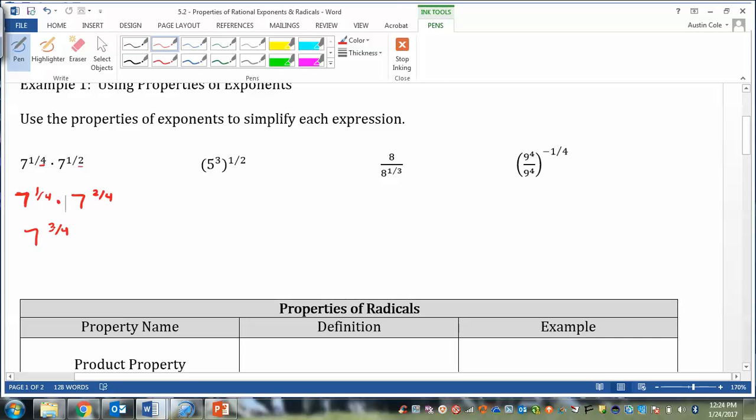Now, could I call that, or again, this is my power over my root, could I call that the 4th root of 7 cubed? I certainly could, but I know that there isn't a perfect 4th root of 7, so it doesn't help us to do this. So I think that's how we should leave our answer. But we need to understand that those two things are the exact same thing.